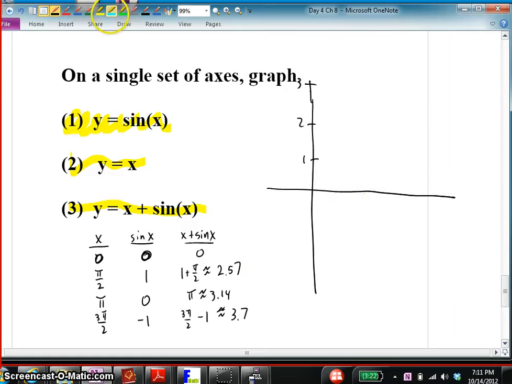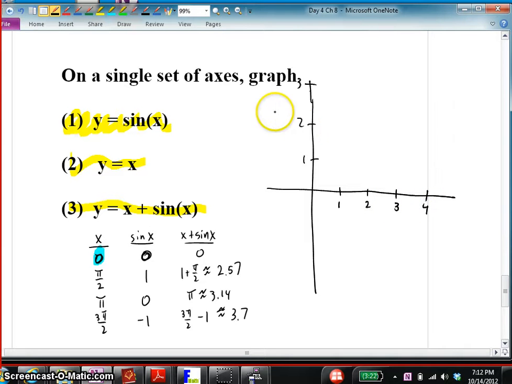I kind of made a table here because I wasn't sure what to do. Actually, I am sure what to do, but I'm sure that you are not sure what to do. Here's a table of x, sine of x, and x plus sine of x. So let's just see what happens here. And I'm going to try to make my scale somewhat consistent. That's what's hard.